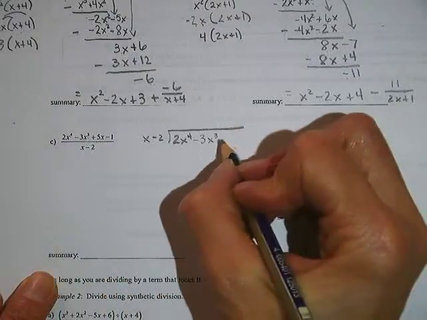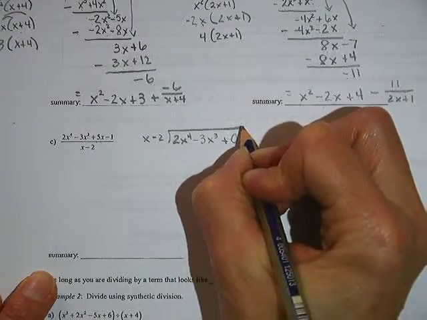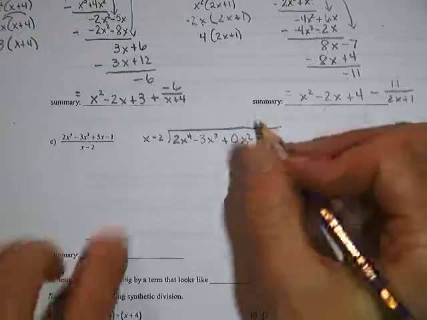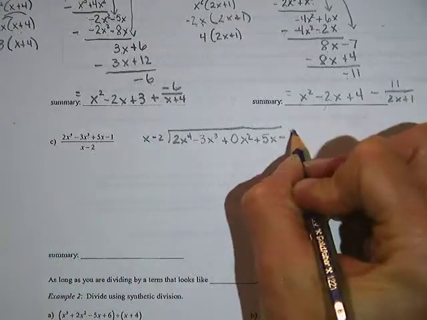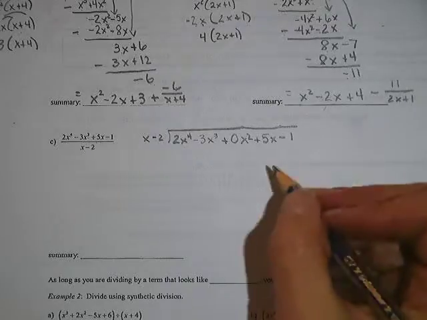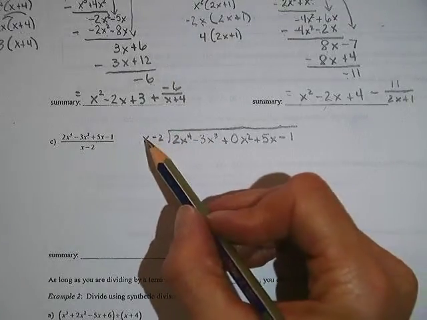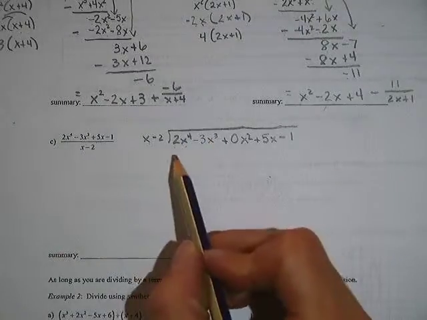Now, if we go down in descending powers, what's missing? x squared. So what you have to do is put in a 0 placeholder. You have to write 0x squared, okay? Even though it's not there, you have to put it there. Then you say plus 5x and then minus 1. Why would you do that? Well, because you need that place there for when you're dividing. So that's probably the trickiest thing to remember.